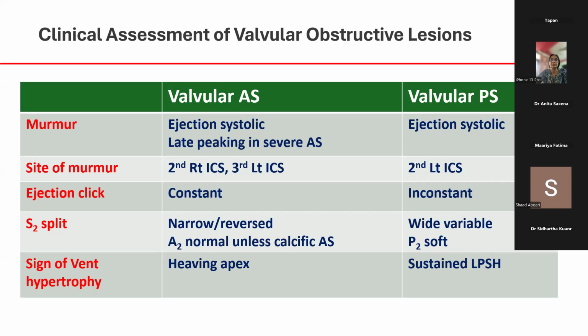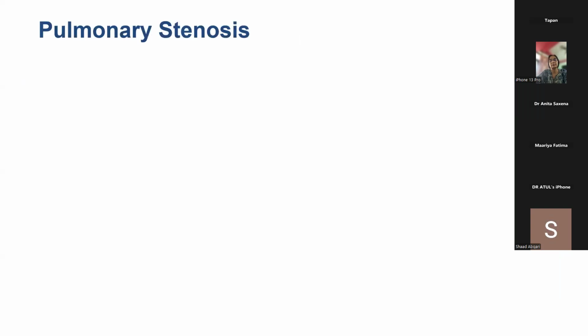And A2 is generally very well heard in valvular AS, especially when you are dealing with children, who do not usually have a calcific aortic stenosis. Therefore, A2 is normally heard. Why am I emphasizing it? Because in case of pulmonary stenosis, P2 becomes softer. And often the second heart sound is going to be wide and variable because P2 is delayed. Obviously, you will have a left ventricular apex which is heaving in AS, and you will have a left parasternal heave, which is sustained in case of valvular pulmonary stenosis.